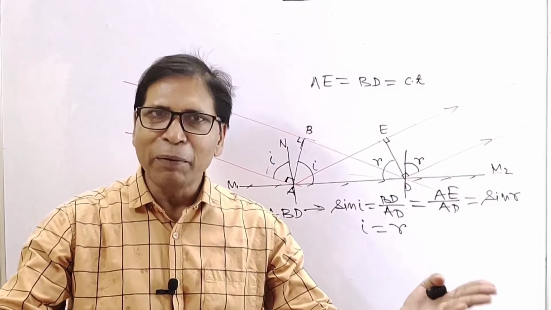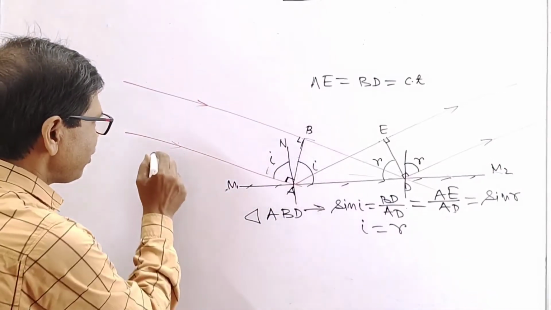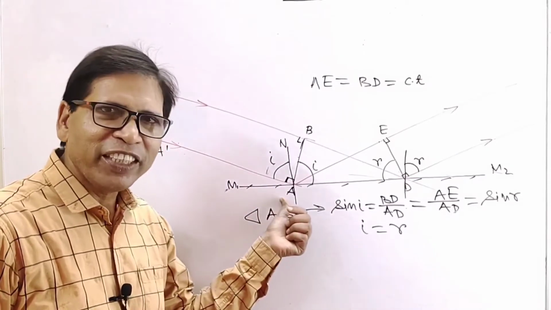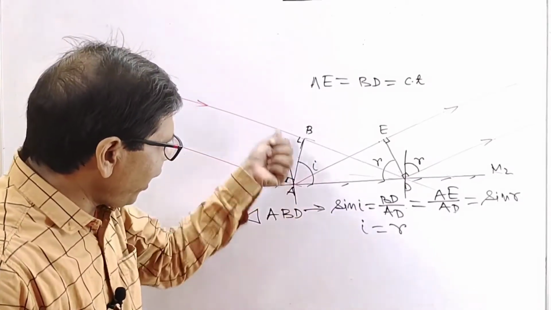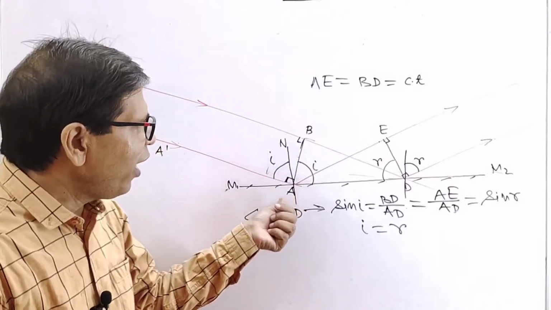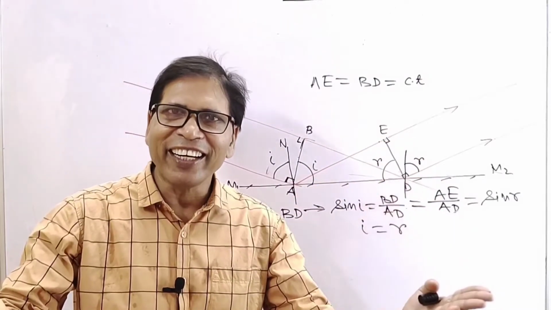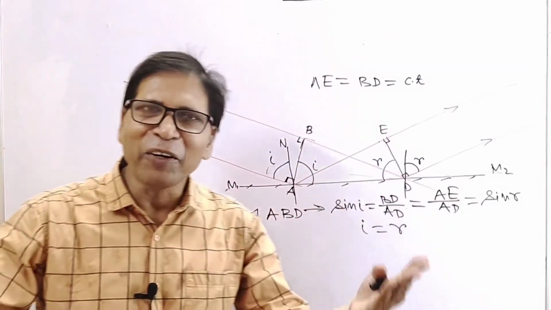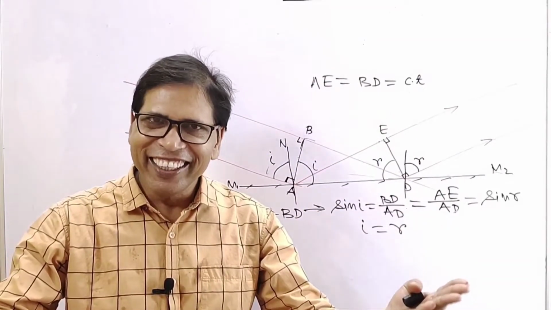Now the first law of reflection. Look at this. Suppose this is A'. The incident ray A'A, the normal AN, and the reflected ray AE are on the plane of the board, so they are coplanar. Understood?